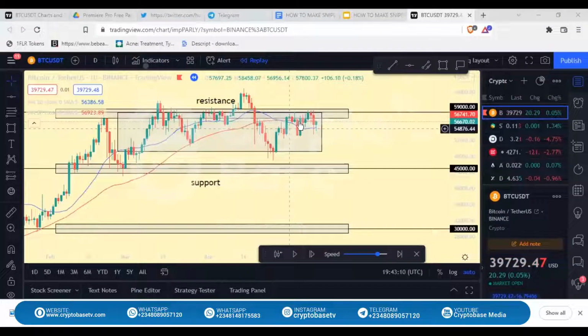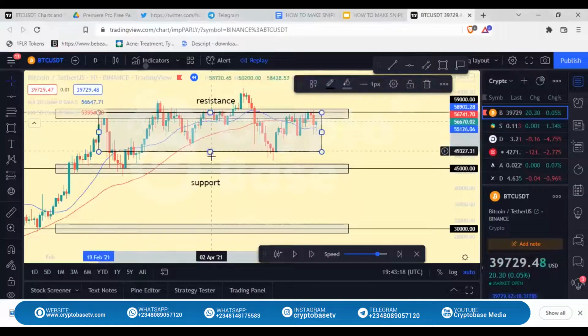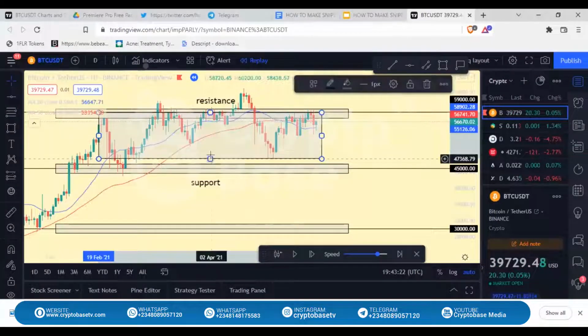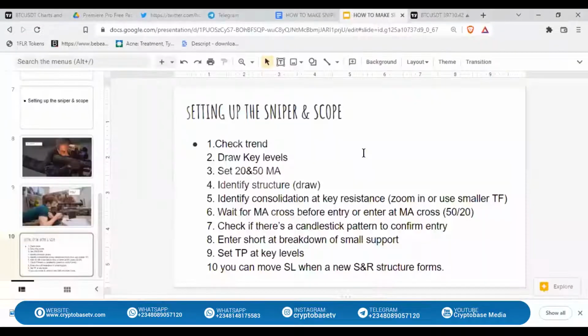Great, great. So right now, I just do my kind of a consolidating structure. This structure, definitely it has a support and resistance. This is support right here, and then this is the resistance right here. So the next step to do is identify the consolidation at key resistance. Okay, zoom in at smaller level. Great. We are going to do that right now.